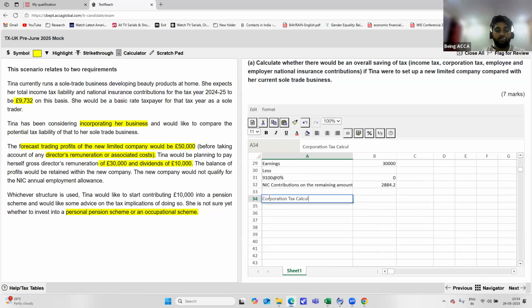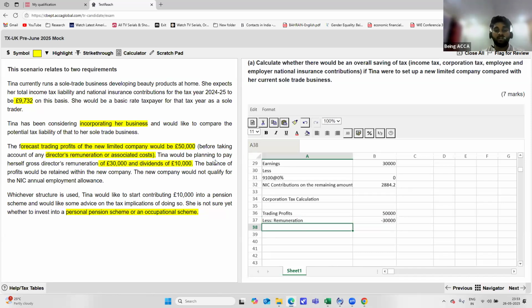Corporation tax calculation. Tina has provided that trading profits would be 50,000 pounds. And she has not taken the remuneration or associated cost into consideration. But remuneration is a deductible expense for taxation purposes in corporation tax. So let's deduct remuneration, less remuneration. It will be 30,000 minus 30,000.